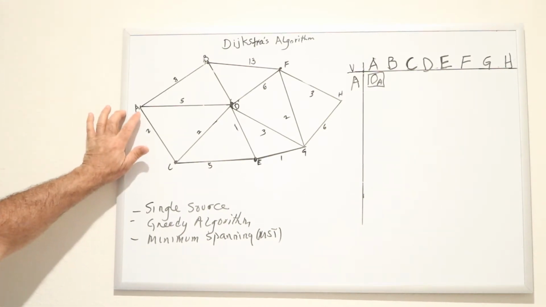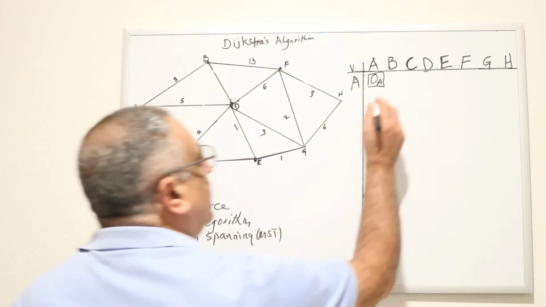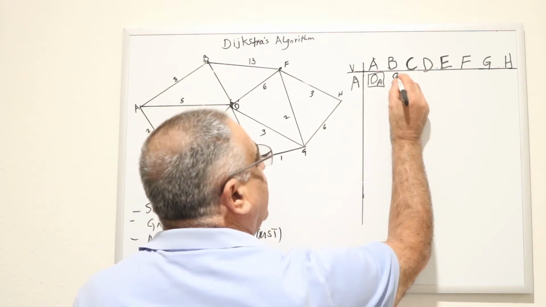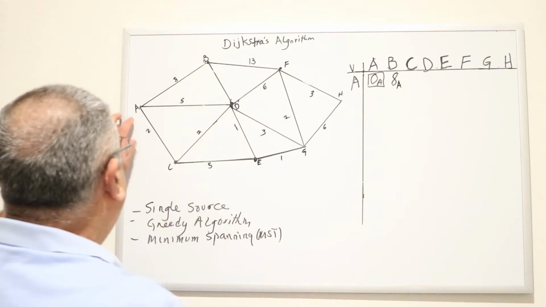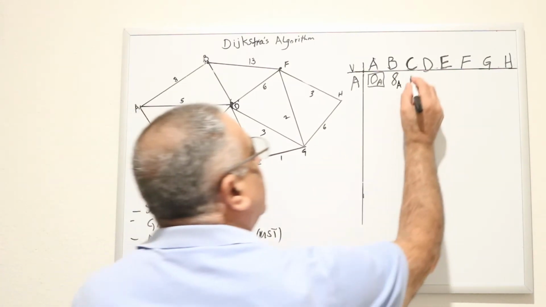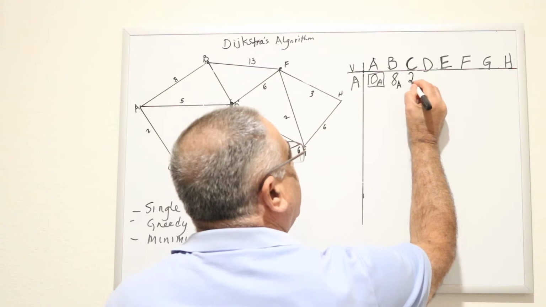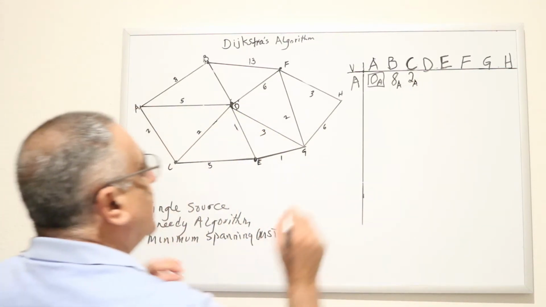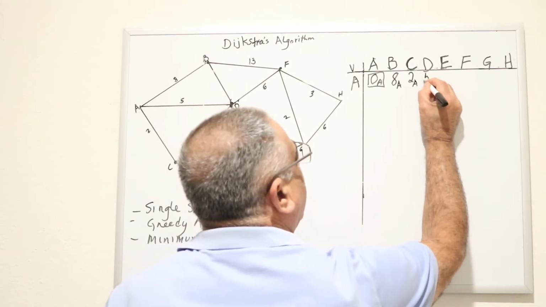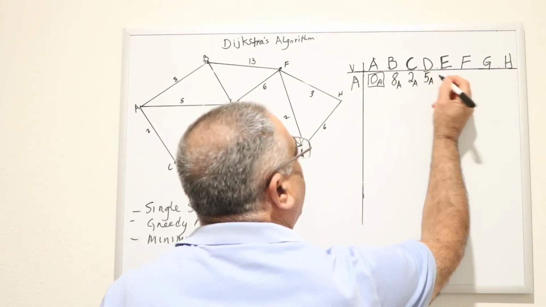Now, what's the distance from A to B? A to B, it's actually 8. So I'm going to put that 8. How about A to C? That's a 2. So I'm going to put 2 coming from A. A to D, it's actually 5 coming from A.